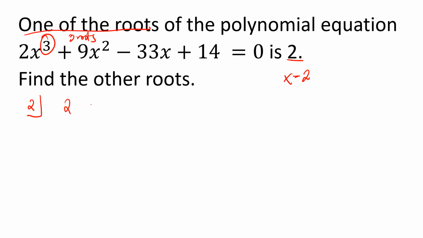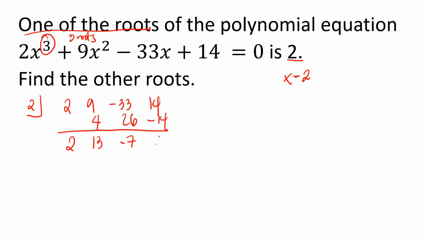So magiging 2, 9, negative 33, 14. So bring down 2. 2 times 2, 4. 9 plus 4 is 13. 13 times 2 is 26. Negative 33 plus 26 is negative 7. Negative 7 times 2 is negative 14. Therefore, 0. So the quotient is 2x squared plus 13x minus 7. Okay, factoring techniques na pwede natin gamitin dyan.